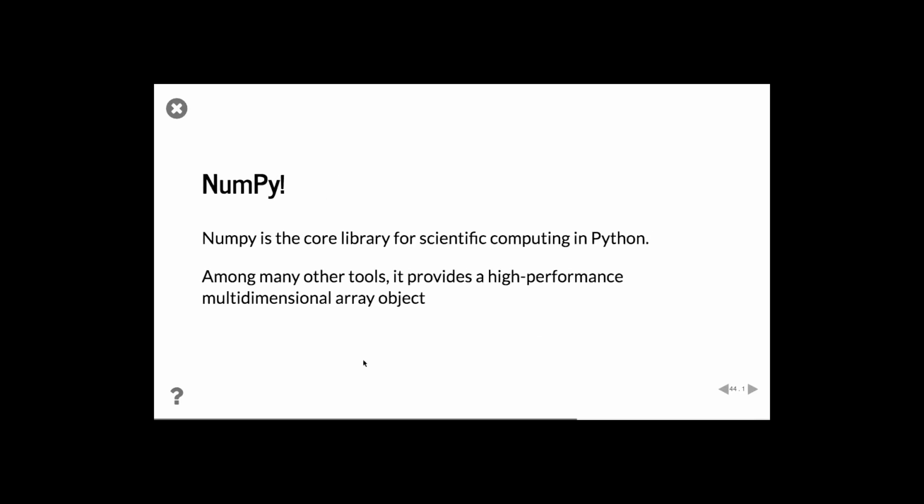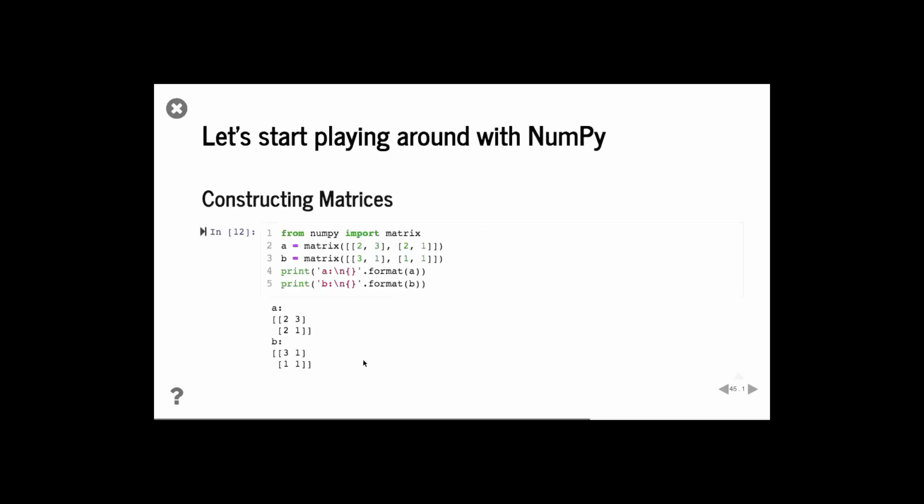Now, if we're going to do anything with matrices in Python, chances are we're going to be using NumPy, because it's a really core library for scientific computing. It has, amongst a bunch of other tools, a really high-performance n-dimensional array object that we can use for doing matrix operations. So let's start playing around with NumPy. If we want to construct some matrices, we just import the matrix constructor, we pass it a list of lists, and we get these two matrix objects out.